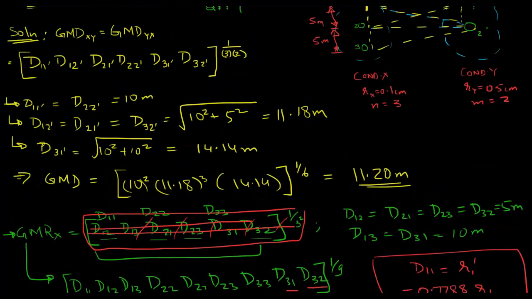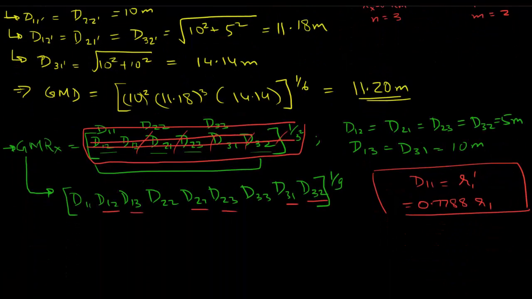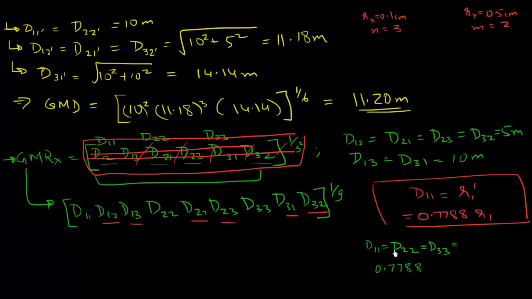Remember, they will also all be equal because the radius is the same for all of the 3 strands. So here we have d11 is equal to d22 is equal to d33 is equal to 0.7788 times the radius. What did we say the radius was? We said 0.1. Remember, this is centimeters, so we'll convert that into meters. So you would have 0.1 into 10 to the power minus 2, and that should give you a value of 0.7788 times 10 to the power minus 3.